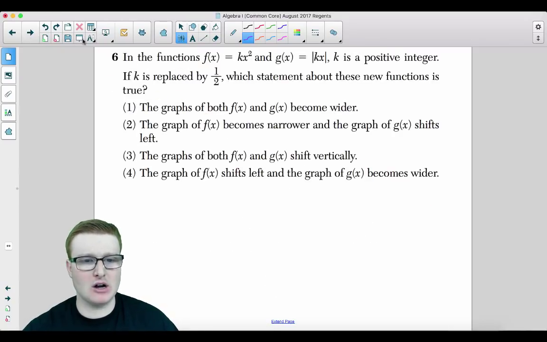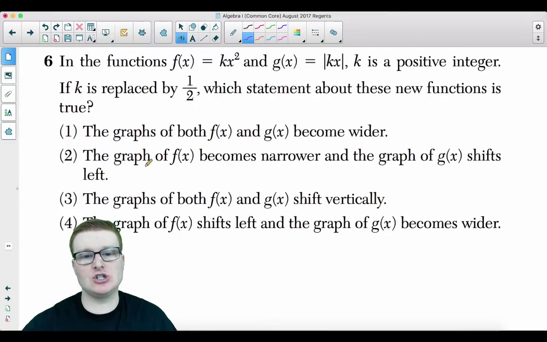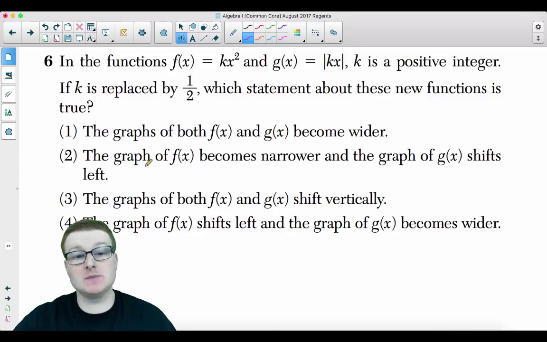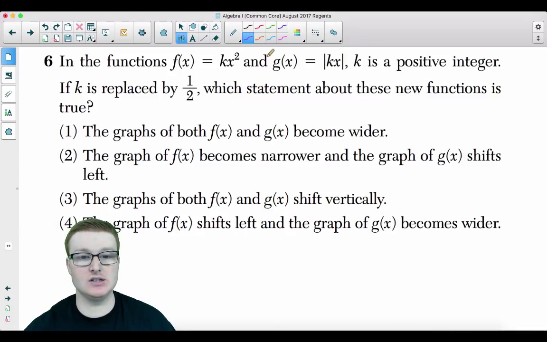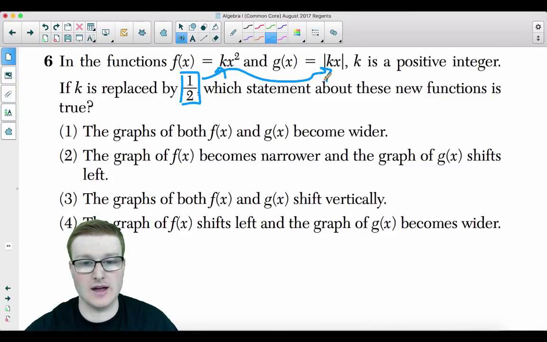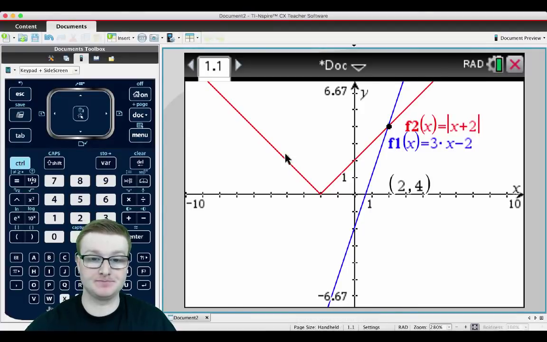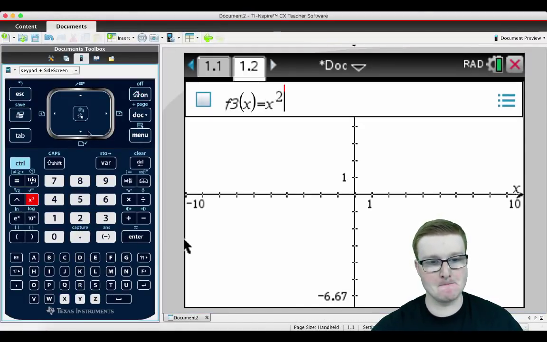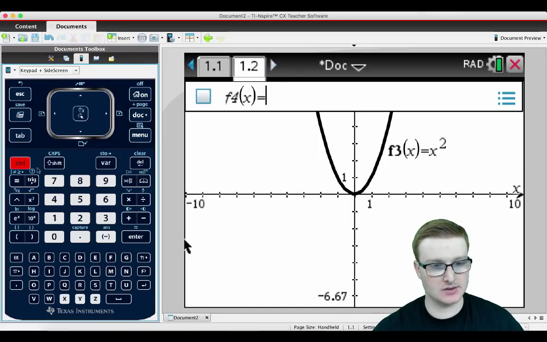Number 6, in the functions f of x equals kx squared and g of x equals the absolute value of kx, k is a positive integer. If k is replaced by 1/2, which statement about these new functions is true? So essentially what they're asking you, and this is kind of a dilation question, is if you take this 1/2 and you plug it into k, what happens? Okay, I'm going to go to my graphing calculator. They told us that the original graphs were x squared and the absolute value of x.